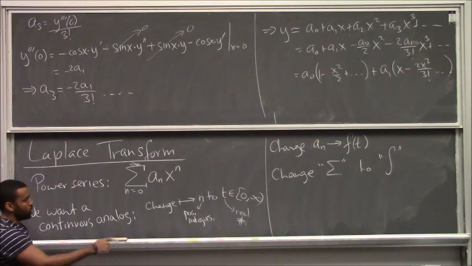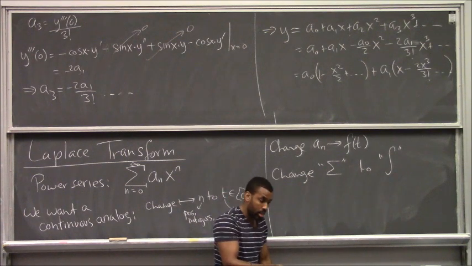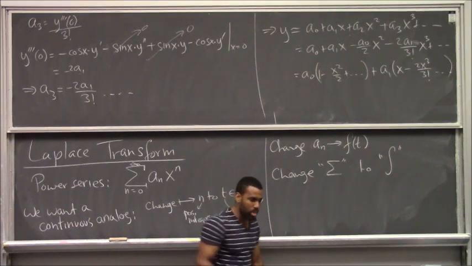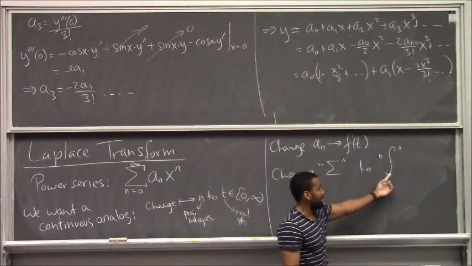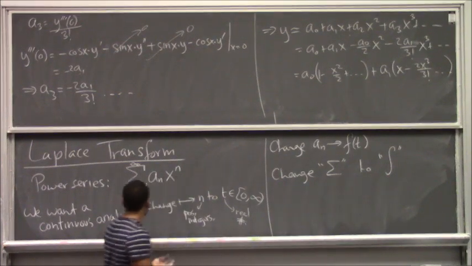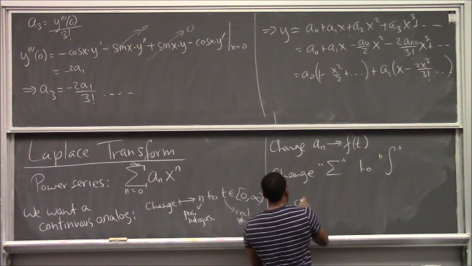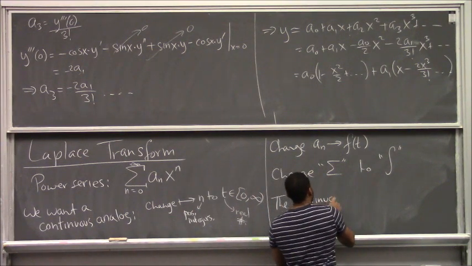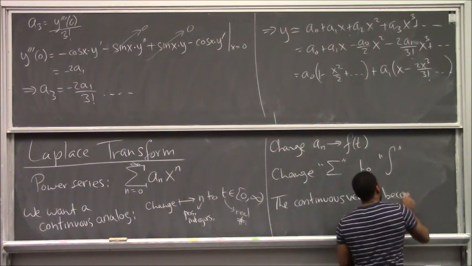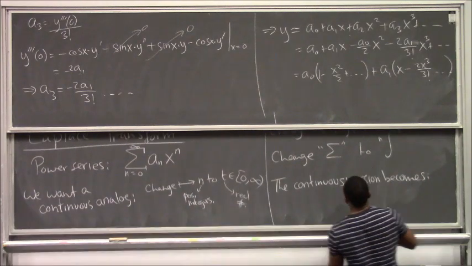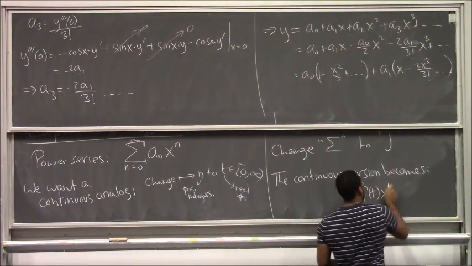So we use this symbol when we want to sum things discretely. There's a specific first guy, and the second guy, and the third guy. If you want to add up along the real numbers, where there is no first, second, third guy, that's what we do. So ultimately, the continuous version becomes the integral from 0 to infinity of f of t times x to the t.